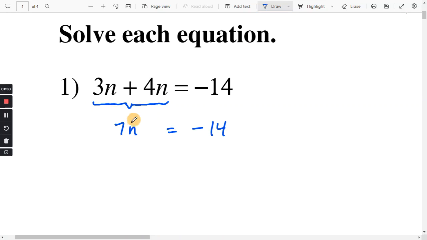Okay, right here, this is n times 7. The opposite of times 7 is divided by 7. So you want to do the same thing to both sides of the equation. Okay, the 7's cancel. And n equals negative 14 over 7. All right, negative 14 divided by 7 is negative 2. Final answer.